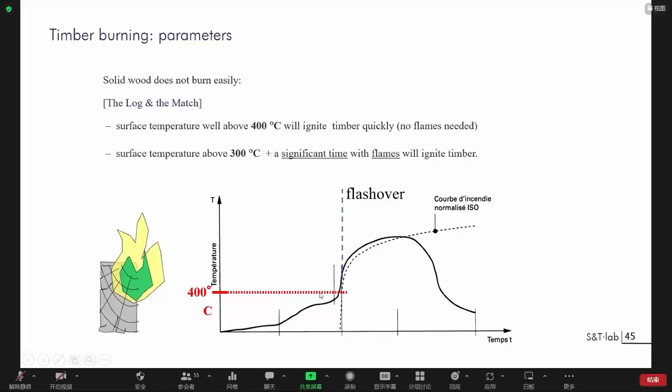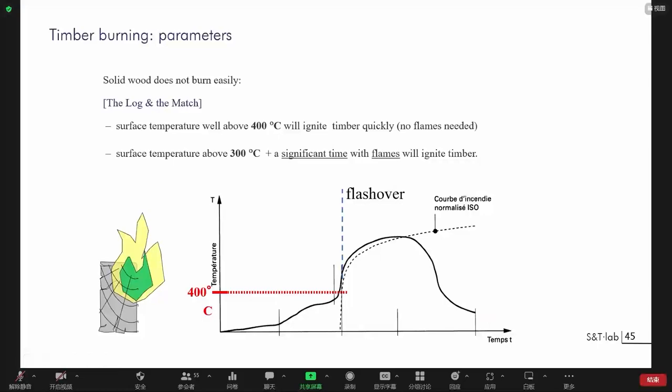So in the phenomenon of a fire in a building, as soon as the temperature rises enough to reach this 400 degrees, you will have the time of the flashover. It will be the generalized flaming of the building, and then the temperature could rise quite heavily to reach 1,300 degrees Celsius. And then when there is nothing left to burn, the temperature will slowly go down and stop.